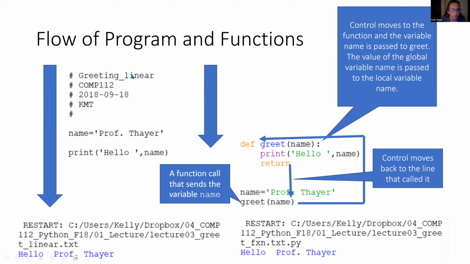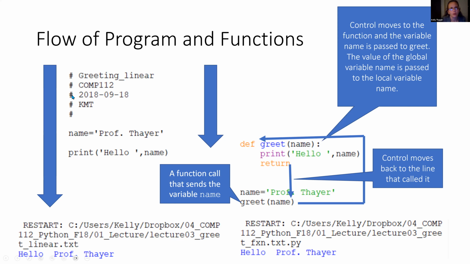So here's a very simple linear program that does a greeting. Here we have our comments at the top. Here's my name, name equals Professor Thayer, and we're going to print hello, comma, name. So this is a program you could have written, very close to hello world, and there's no fancy stuff going on here at all. So I think you can all agree that this will simply make this output here, hello, Professor Thayer.